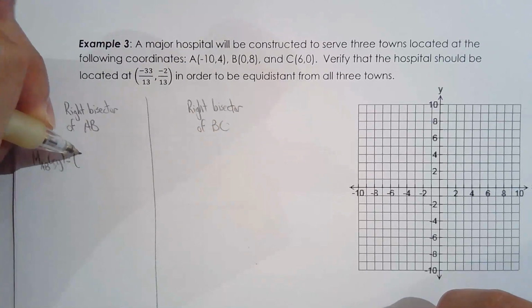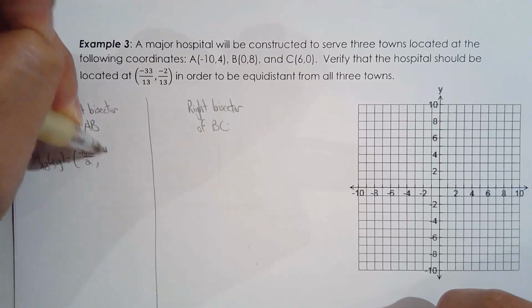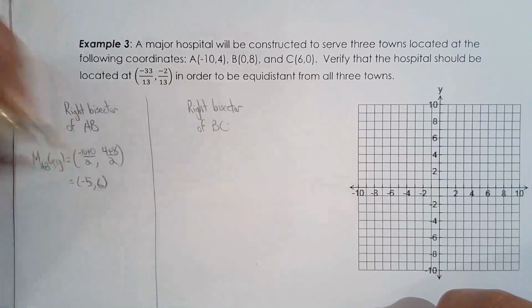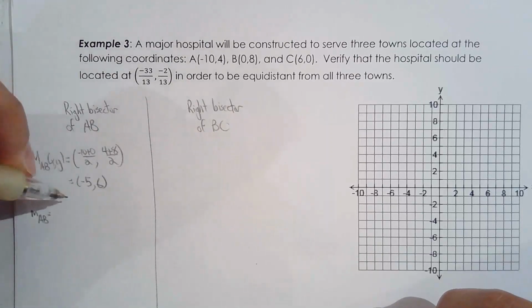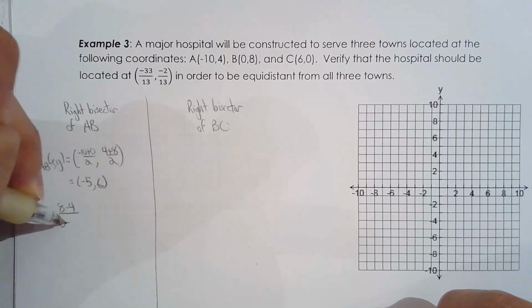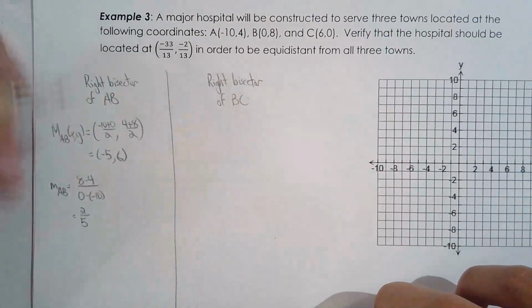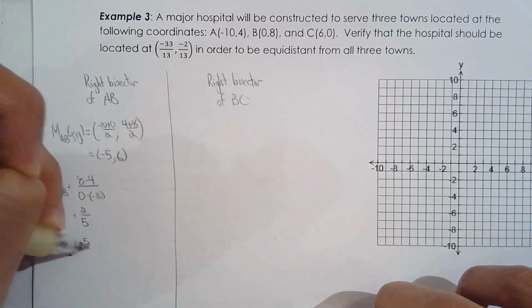Let's see, negative 10 plus 0. Ooh, these numbers are really pretty. 4 plus 8, so negative 5, 6. Bam. Okay, and then the slope of AB, let's see, 8 minus 4 over 0 minus negative 10, that's going to be 4/10, which is 2/5. Therefore the perpendicular slope is negative 5/2.